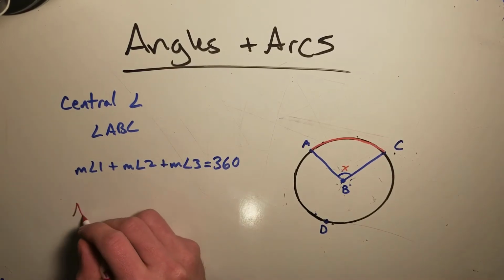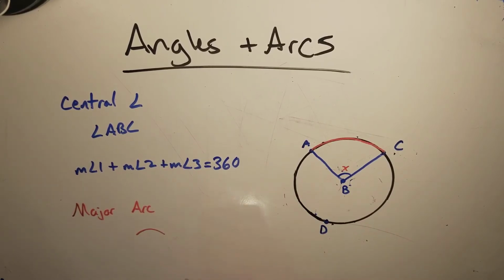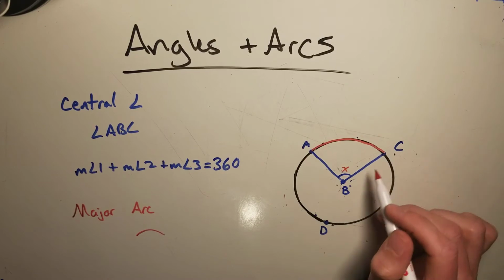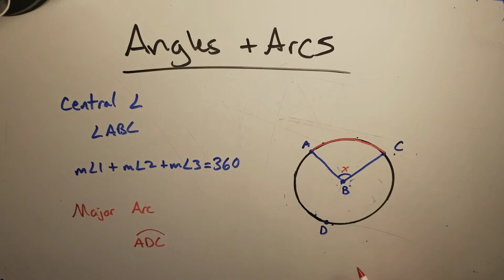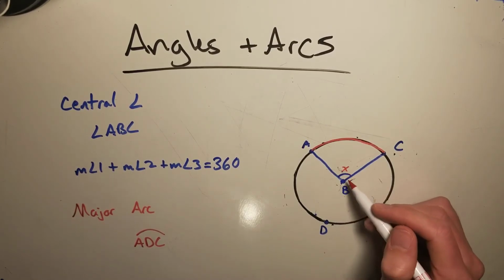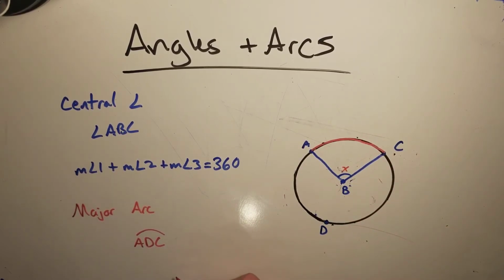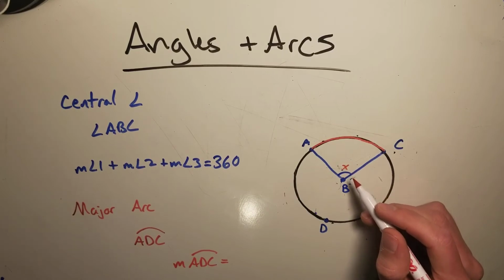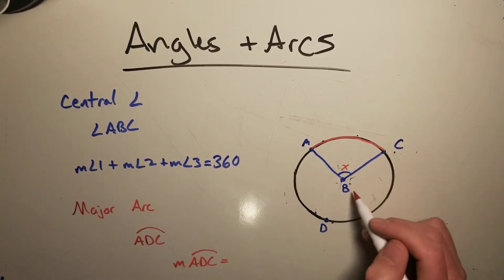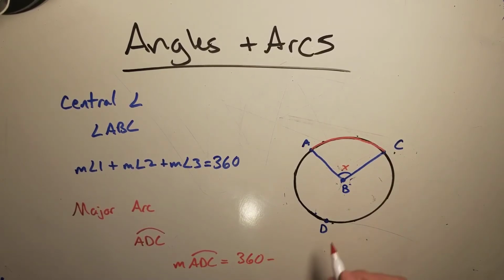So for a major arc, we would call it arc ADC, because you would go from A to D to C around. So ADC would be the major arc here in relation to this central angle. Now if we want to find the measure of arc ADC, instead of being equal to the central angle, it's equal to 360 minus the central angle, the part that's left over. Or you could say it's equal to 360 minus this arc up here if you want.